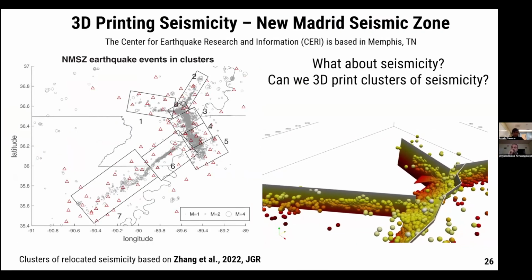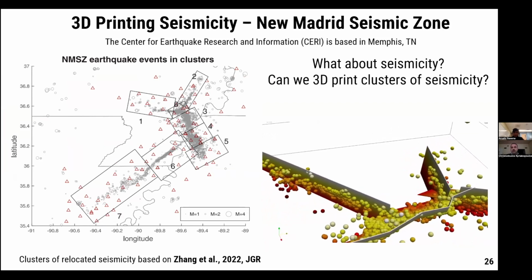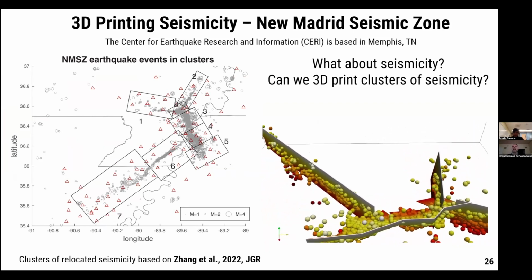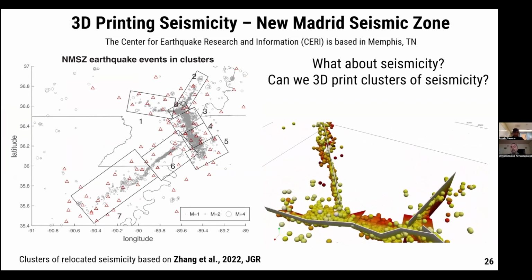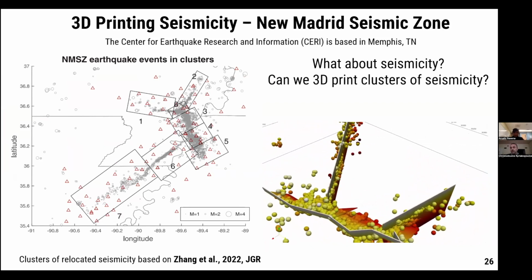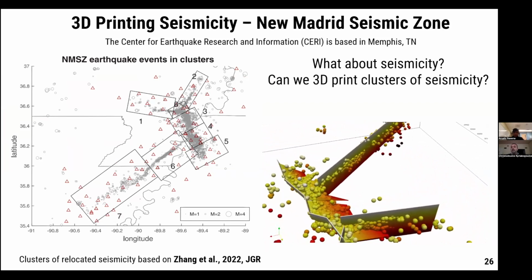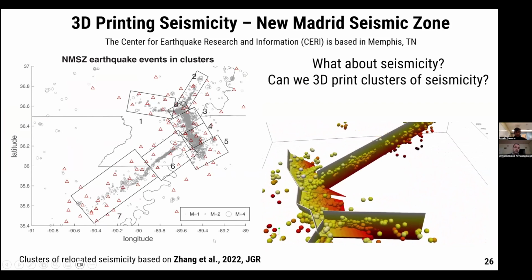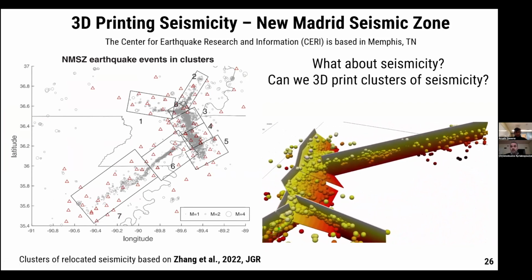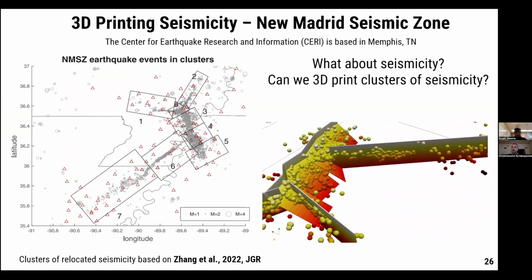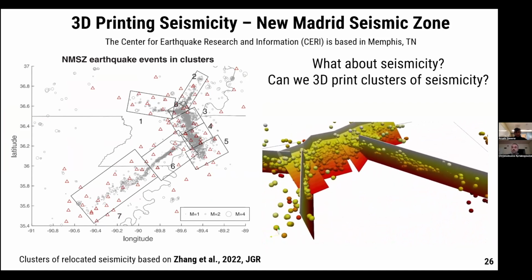Okay, now, here's another great question. You show us that you can print faults, but can you print earthquakes? Can you print seismicity? Which is actually extremely important for where I am based right now. I'm a professor at CERI, the Center for Earthquake Research and Information in Memphis, in the New Madrid seismic zone. And in the New Madrid seismic zone, it's seismicity that really tells us where the faults are. And so can we print clusters of seismicity? It was one of my goals, something I wanted to try.